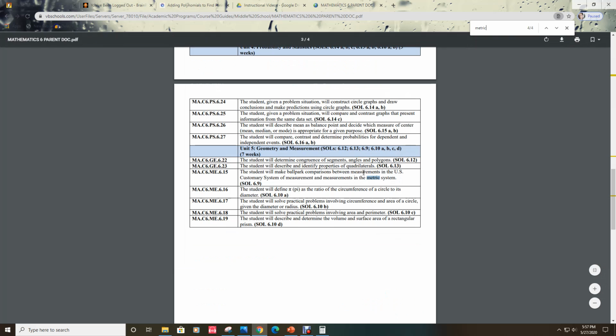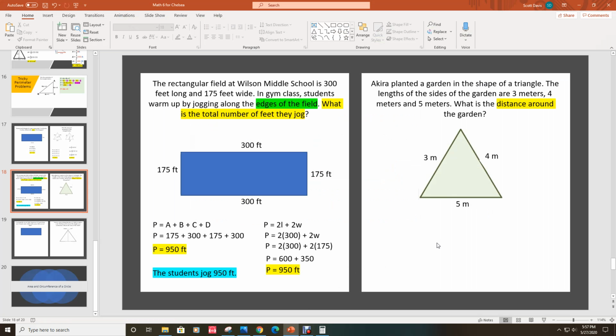Make ballpark comparisons between measurements in the U.S. customary system of measurement and measurements in the metric system. The reason I'm pointing that out to you is, in your word problems, pay very, very close attention. I mean, this one you're safe because it was meters, meters, meters.